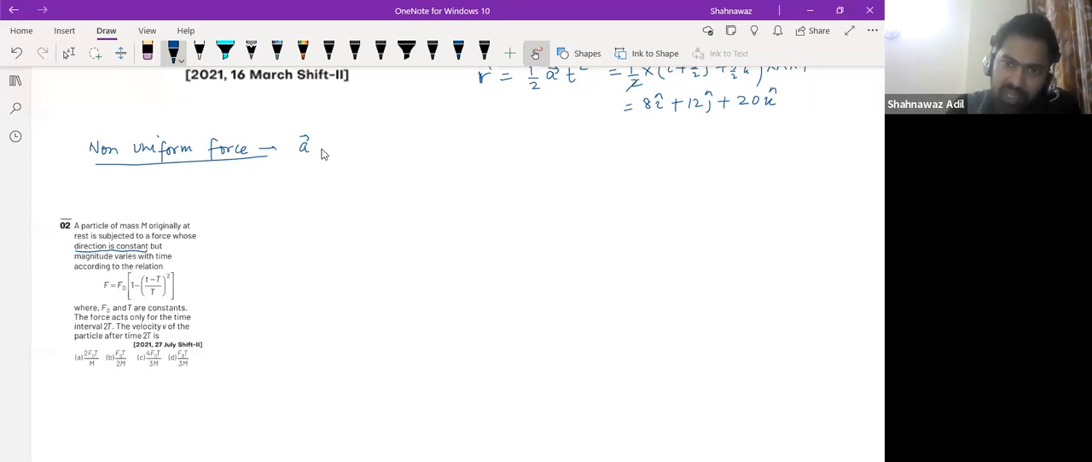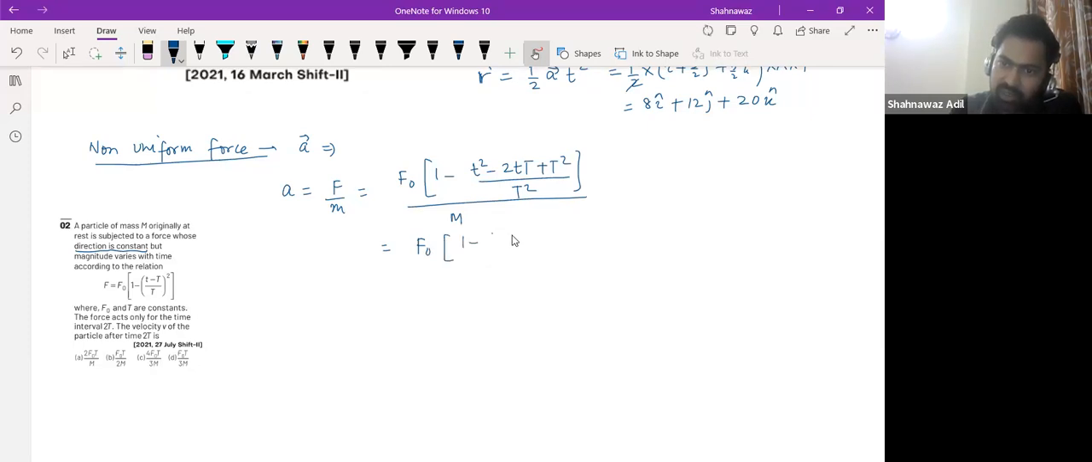So F is given, and we can calculate A. So A is how much? F by M, and the mass is capital M. So let us write F naught times (1 minus (t square minus 2Tt plus T square) divided by T square), divided by M. F naught, and then 1 minus t square by T square plus 2tT by T square minus... t square by T square. The 1 and 1 cancel, and this and this cancel. So what do we have? We have F naught by M.